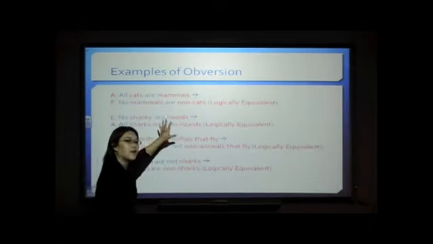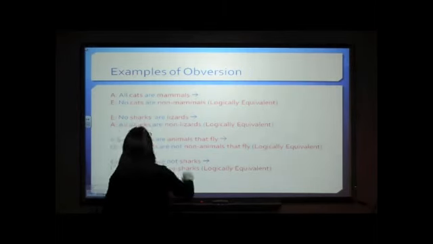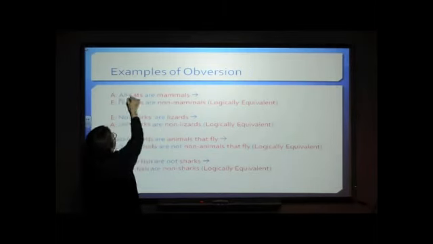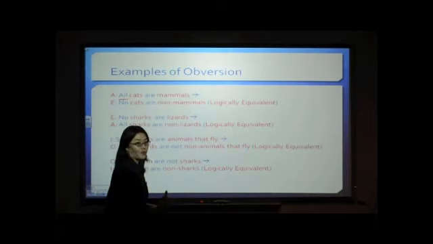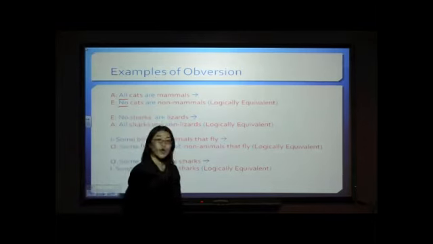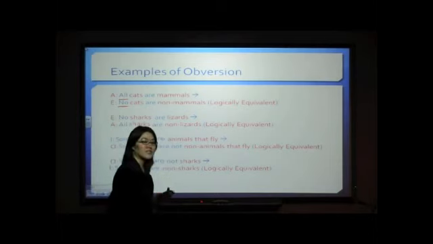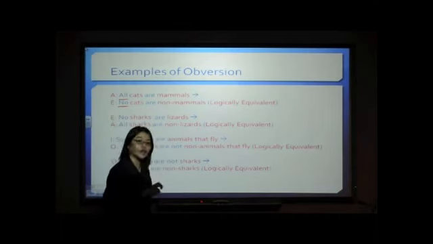Now, here are examples of obversion. What you're going to do is notice here you have all, which indicates an affirmative, and you switch the quality of that to a negative, so you have no. We didn't change the quantity, so both statements are still universal statements. All we did was change the quality, going from an affirmative to a negative.